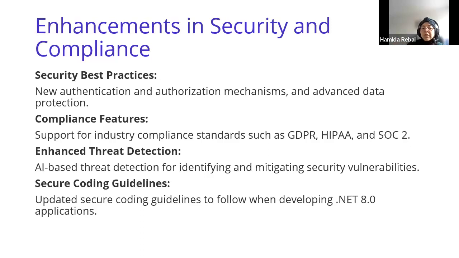And finally, to finish with enhancements in security, we have secure coding guidelines, which means that secure coding is really essential in building robust applications. So we need to always stay updated with guidelines and keep an eye on the .NET and Microsoft documentation, because .NET introduced updated secure coding guidelines that emphasize best practices like input validation, output encoding, and dependency management.